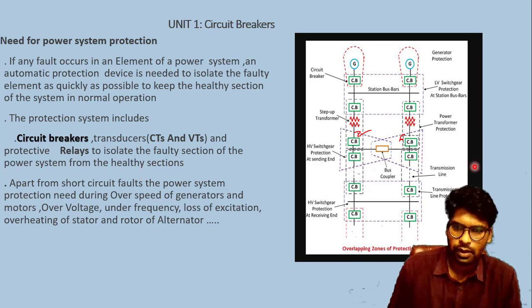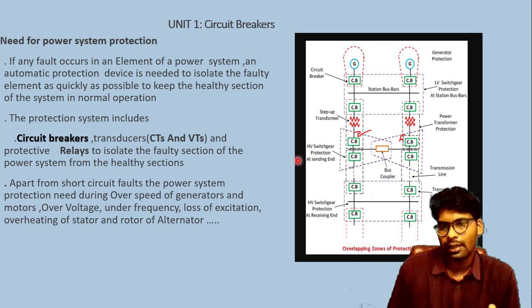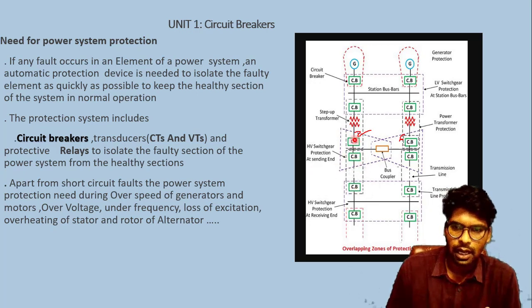For example, this is the bus bar. If the fault occurs here and a circuit breaker operates, this section is removed and this section continues. That is the need to interrupt. If one circuit breaker operates, it isolates the faulty section, and the operation continues normally. After the fault is recovered, again the circuit breaker makes the current.